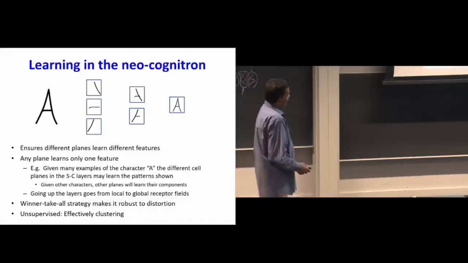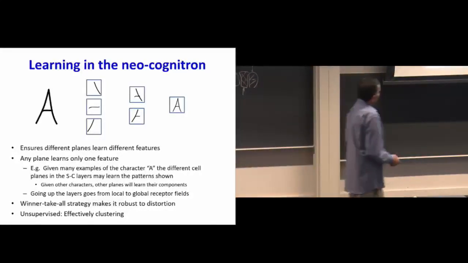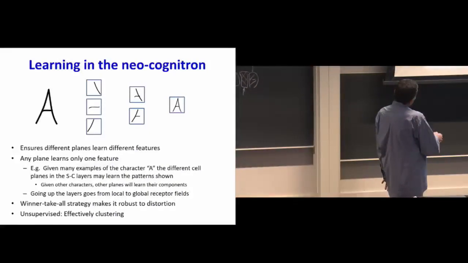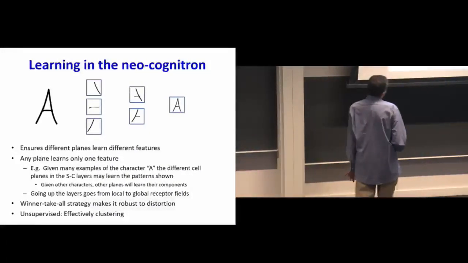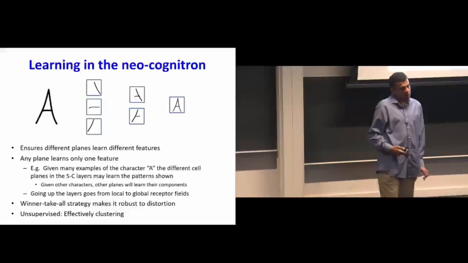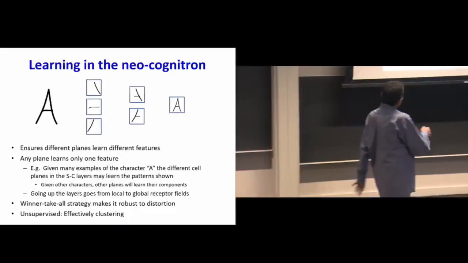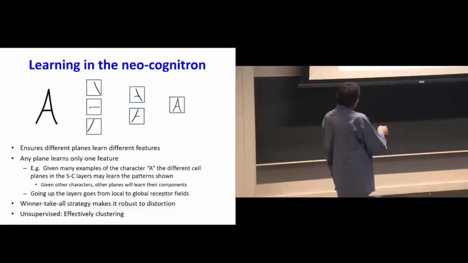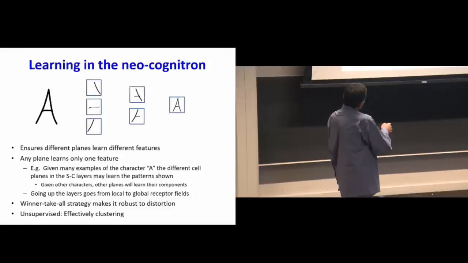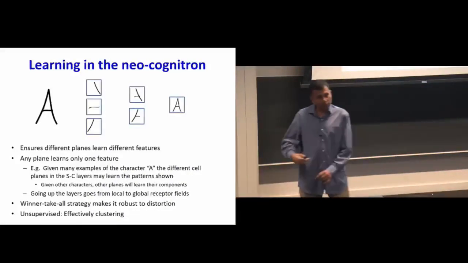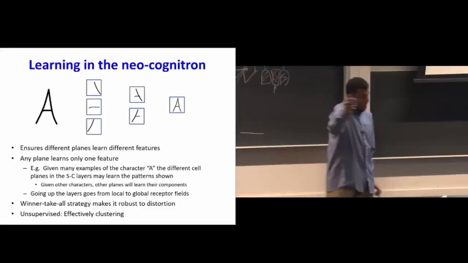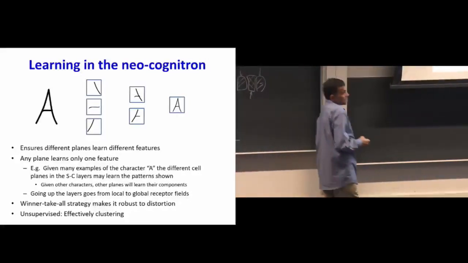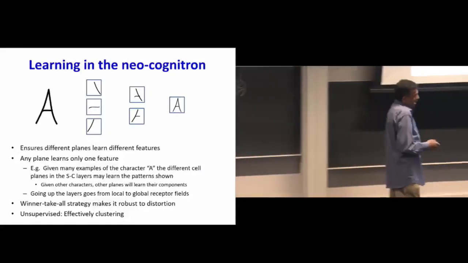And when he was done learning, he actually found that any plane learns just one feature. So if you provided a network with lots of examples of the character A, for instance, then you would find that different planes would learn different structures of this kind in the first layer. Then in the next layer, they would get to begin learning more and more complex patterns. By the time you got all the way to the end, they would actually be responding to the character A.